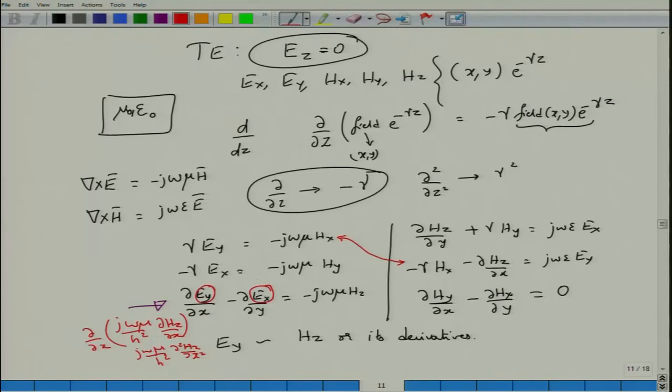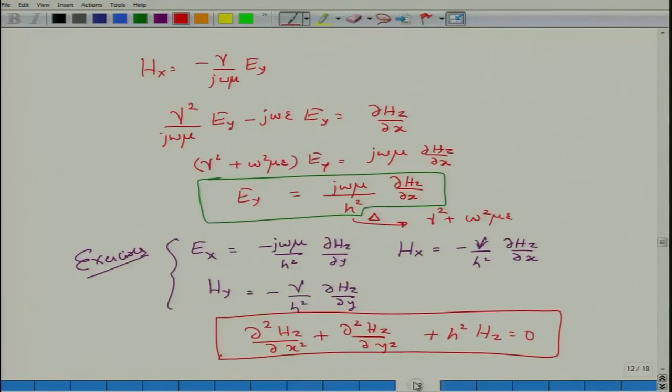Okay, similarly, you can show what will happen to this one. Combine them, pull them together and you will be able to find this. Okay, I leave this also as an exercise. Incidentally, this equation is called the Helmholtz equation. Okay, so what we have done is to derive an equation for Hz. In these equations, Hz is actually a function of x and y. Okay, so we don't really put the function of z because we already know how it would go as a function of z. Now, how do I solve this equation?